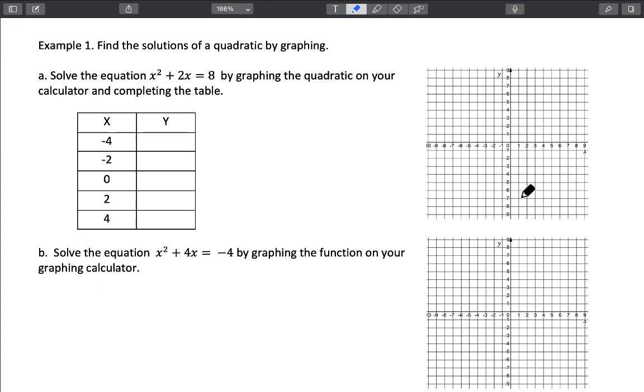Here it says to find the solutions of a quadratic by graphing. So we're going to solve the quadratic x squared plus 2x equals 8 by graphing the quadratic on your calculator and completing the table. So remember, our first step was to write this in standard form, x squared plus 2x. And now I'm going to move the 8 over to the other side of the equal sign by subtraction. Minus 8 is equal to 0. Now I'm ready to graph this on my graphing calculator.